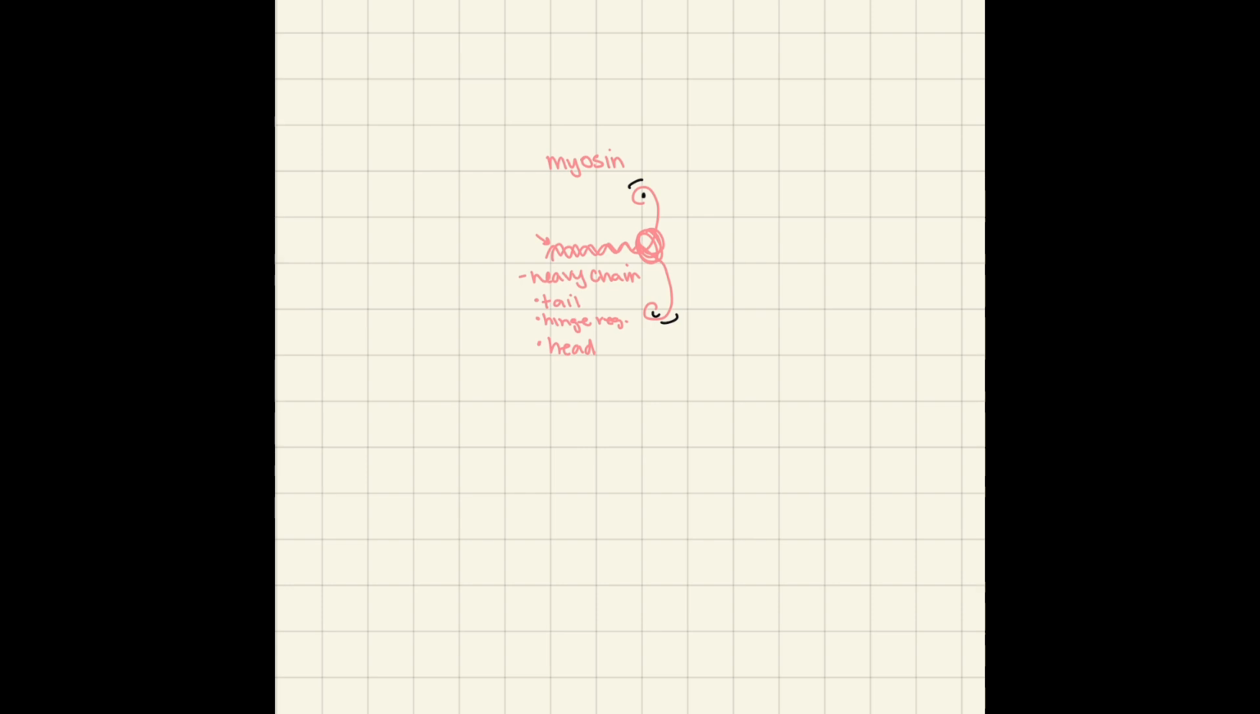And then each myosin also has light chains, and it has 2 light chains, 1 alkali light chain and 1, it's leaving me, but hopefully it comes.